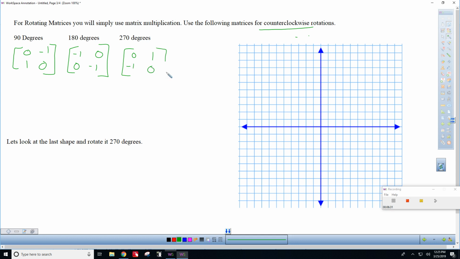And the book actually lists 360 degrees, but hopefully you remember this as the unit matrix, meaning when we multiply it by this, it's going to give us exactly what we started with.